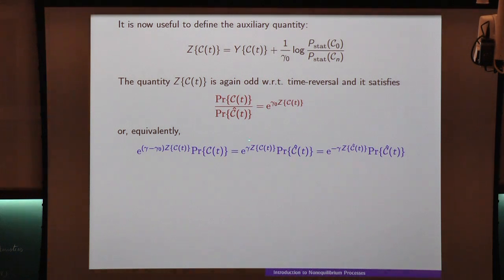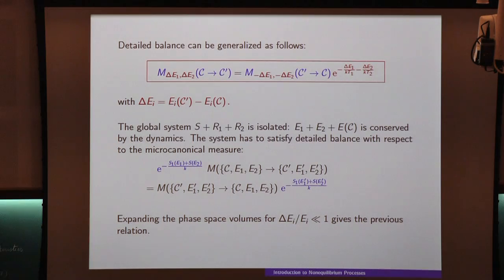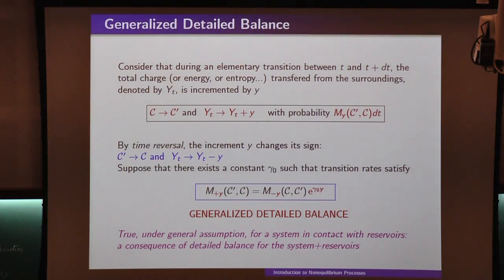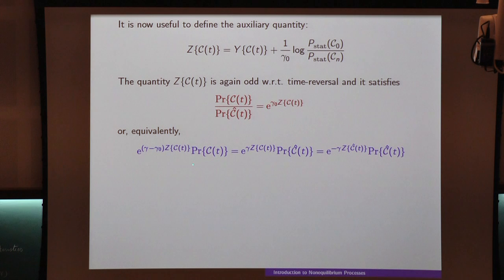Now, gamma is this factor that appears in the generalized detailed balance. Here it's an arbitrary one, but if you remember the previous identity, it was 1 over kT. So that's gamma naught. Yes, maybe I forgot to write it. No, there's gamma naught here, okay? Gamma naught is here. And I just multiply by this exponential gamma Z on both sides. I'm allowed to do that, okay? And now I remember that Z is odd with respect to hat. So exponential gamma Z is exponential minus gamma Z of C hat. Okay, so now I have this relation.